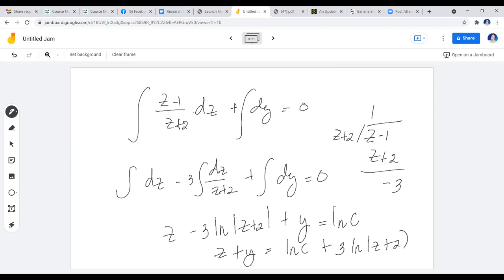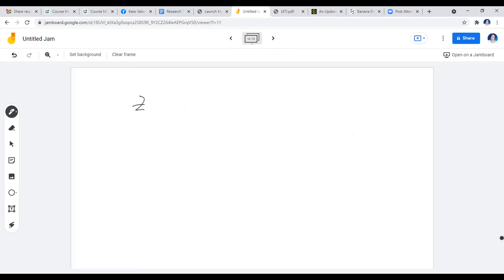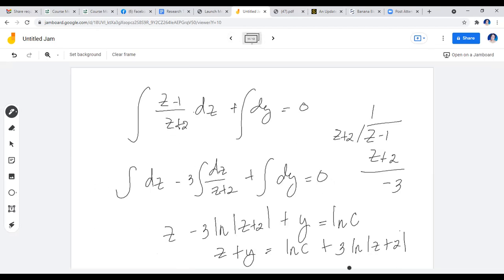Then I'll simplify this one. Okay, and I will simplify this one by making the coefficient 3 here as the exponent of the z plus 2. So on the next page, we will have now something like this. We have z plus y equal to, so you have here ln of c. It's being added to this one.